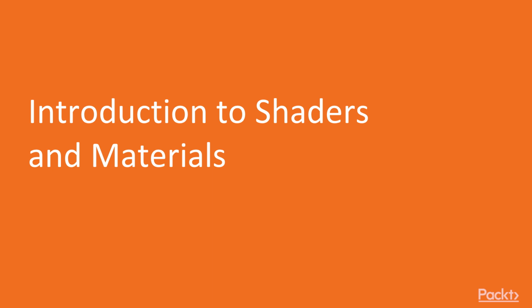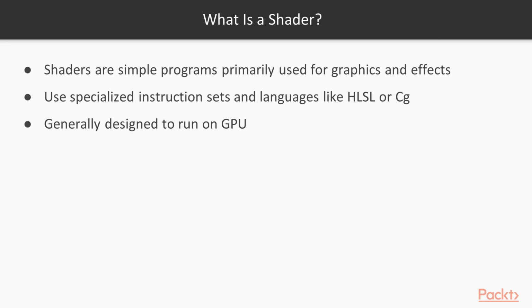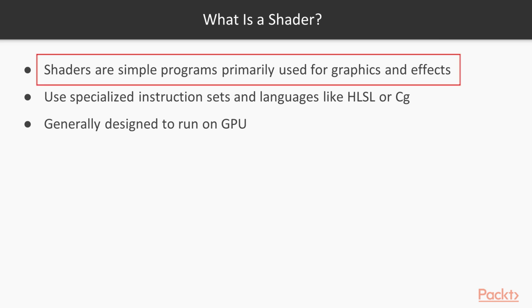So let's get started. Let's start with, what is a shader exactly? Shaders are simple programs that are primarily used for graphics and effects. And I use the word primarily there in the context of this course, so I put a little asterisk there. Shaders can be used for a whole lot more these days. In fact, you may have heard of something like compute shaders. Those are shaders that perform other types of operations. Still, they're generally used for graphics, but that is not a hard rule.